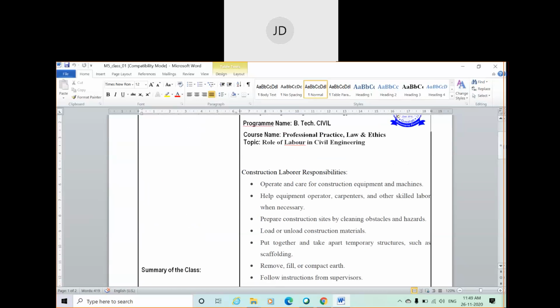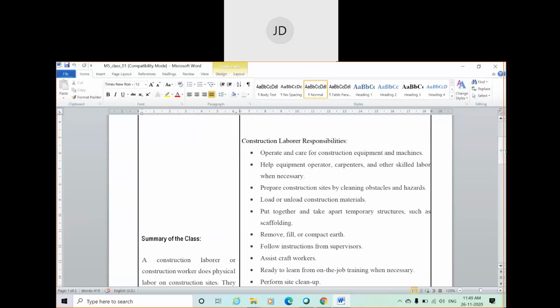Now let's discuss some responsibilities. In general we know they are the main team that actually works physically on that site, but let's discuss in detail about their work and their responsibilities.